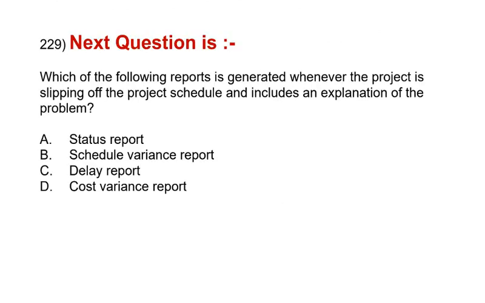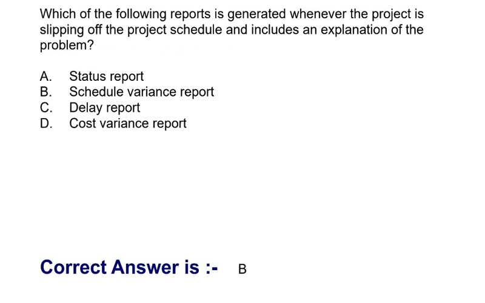Question: Which of the following reports is generated whenever the project is slipping off the project schedule and includes an explanation of the problem? Option A, status report. Option B, schedule variance report. Option C, delay report. Option D, cost variance report. Correct answer is option B.